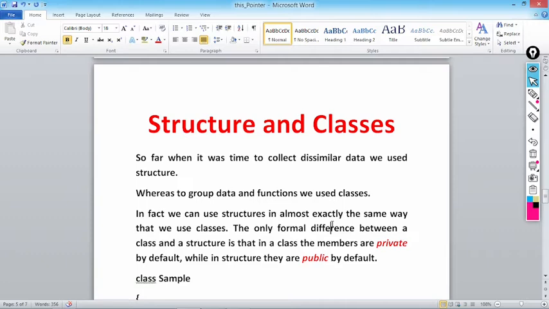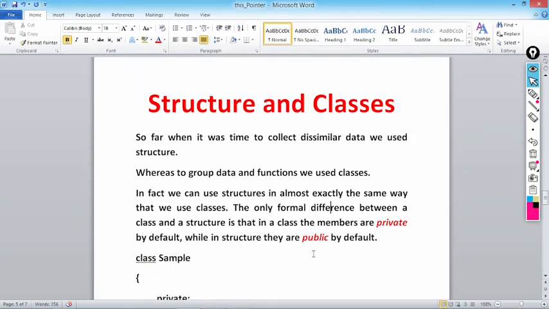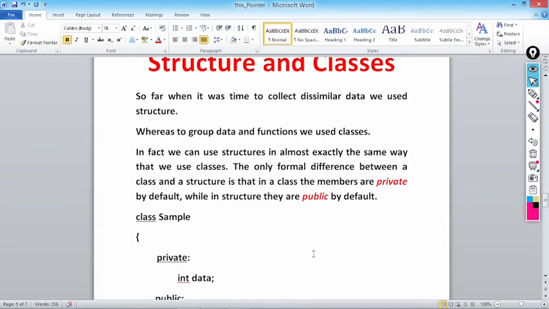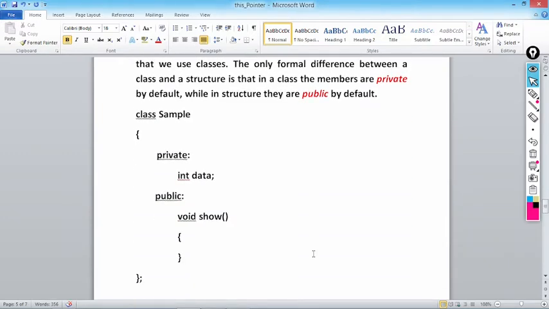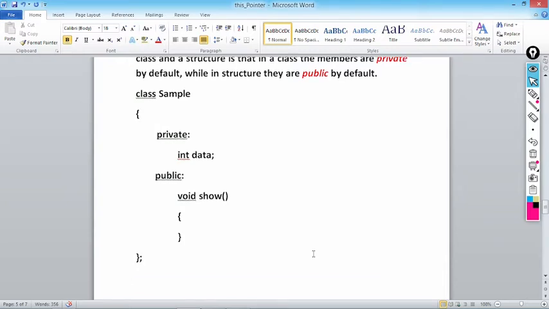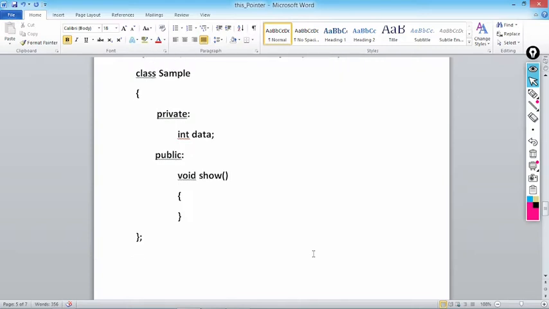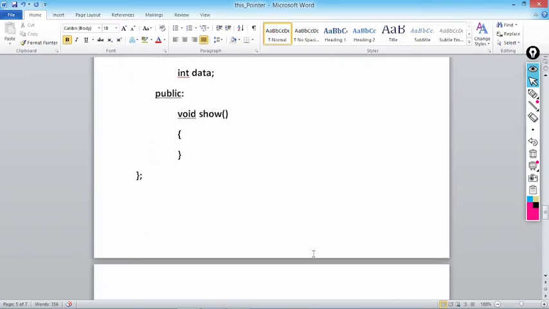The only basic difference is in structure the default access specifier is public, whereas in classes the default access specifier is private. The only formal difference between a class and a structure is that in a class the members are private by default, while in structure they are public by default. Let's take an example. Here we are declaring a class called sample, private int data, public void show. I think there is no doubt in this class. What is data here? Data is a private data member of the sample class, whereas show is a public member function of the sample class.